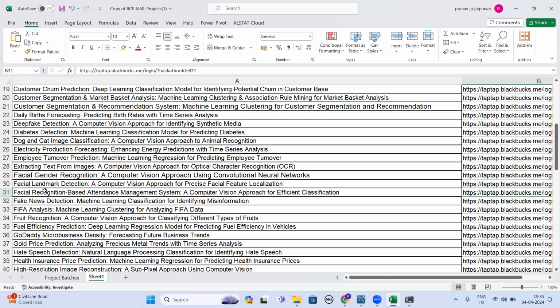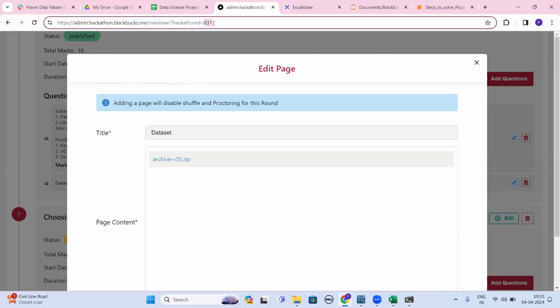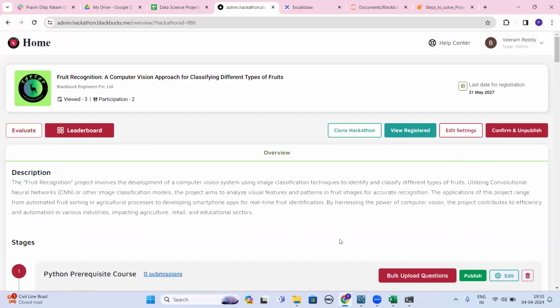Then the fruit recognition project, where different types of fruits would be classified, 886. You can read the description. There are multiple images of different fruits, and the ultimate aim over here is to identify the different fruits that are present. So you can take a minute of your time to read the abstract.